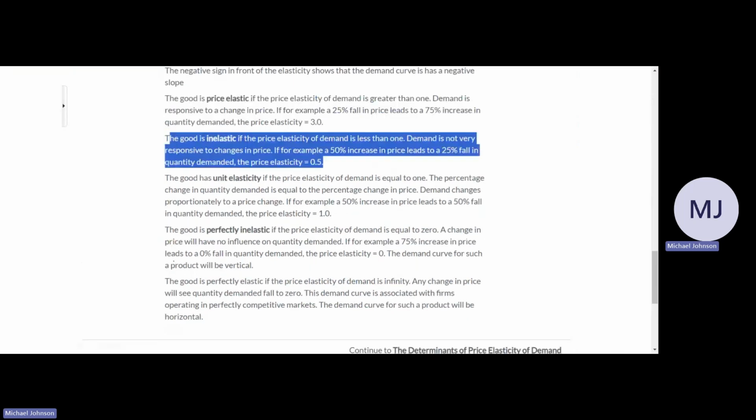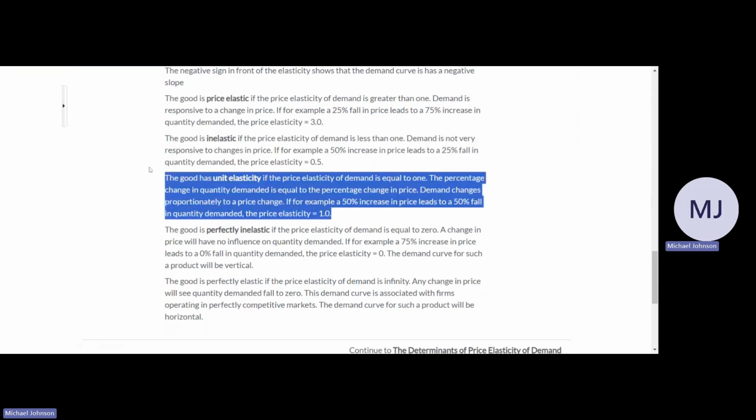So demand is not very responsive to change in price. So it's usually a necessity that is like that. So for example, insulin, if the price of insulin went up, the quantity demanded wouldn't go down that much because people need it.